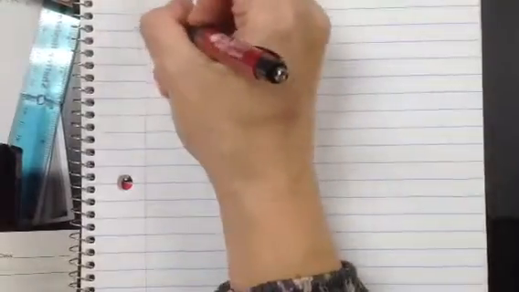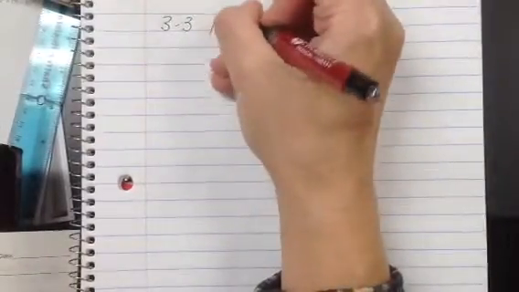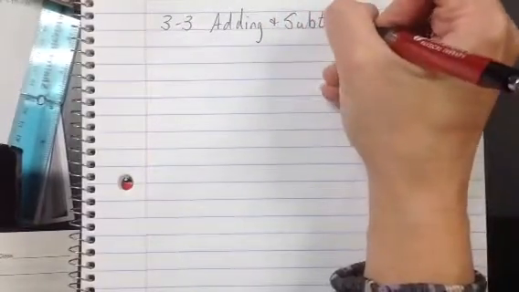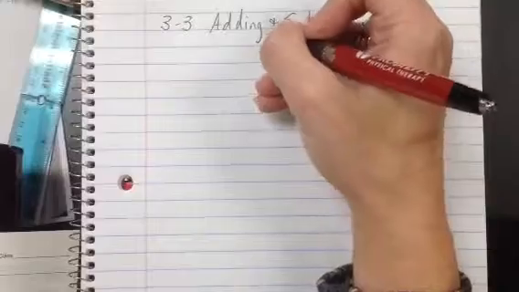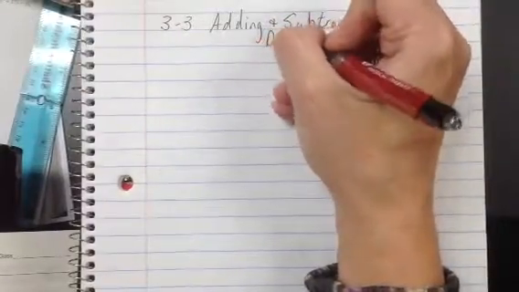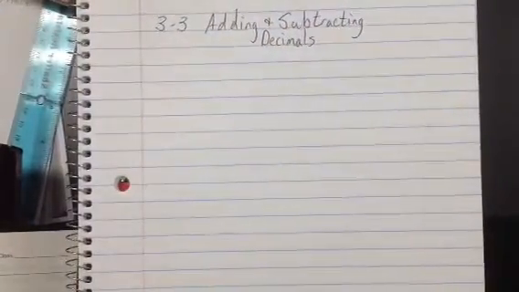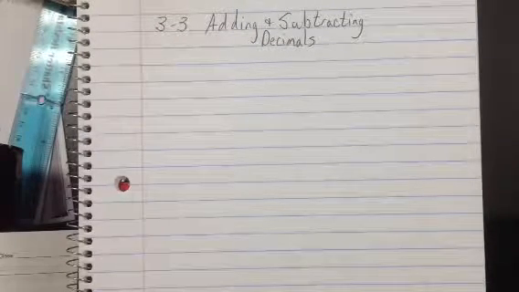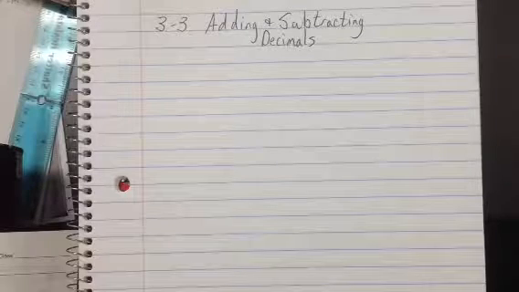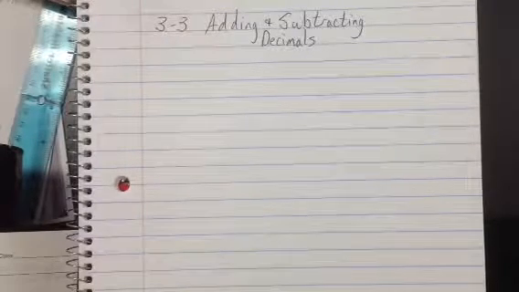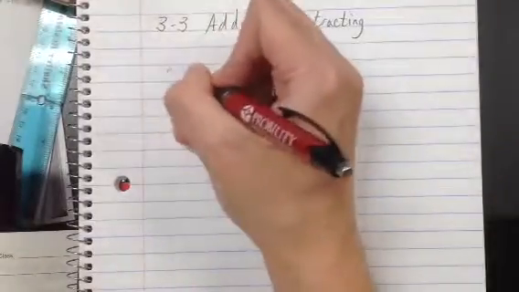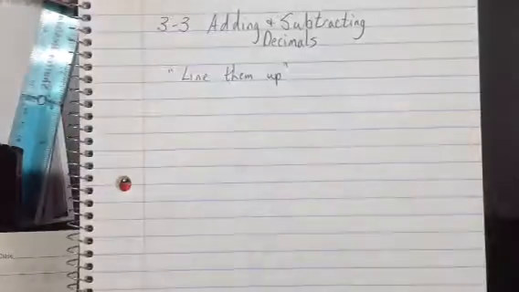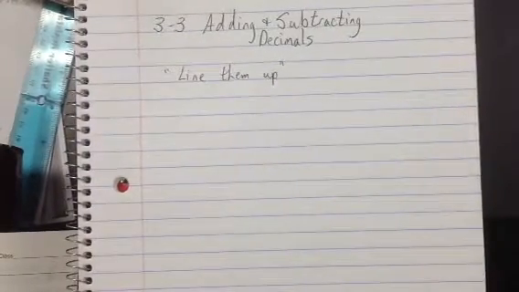I want to look at 3.3, adding and subtracting decimals. Hopefully, when you hear a topic in mathematics, there should be a single thing that comes to mind that's the most important thing with that topic. Adding and subtracting decimals, I really hope the first thing that you think of is line them up. That is the most important thing when considering adding and subtracting decimals.